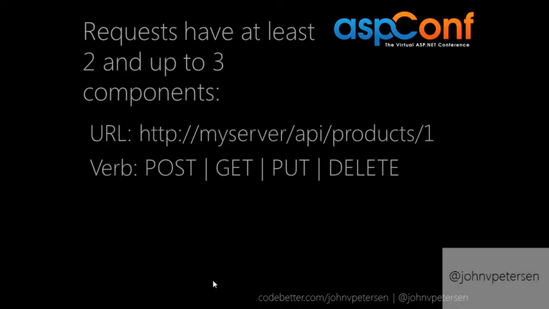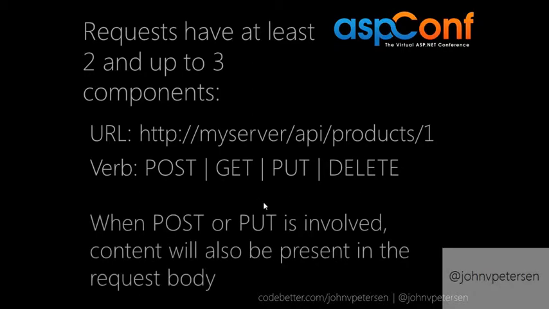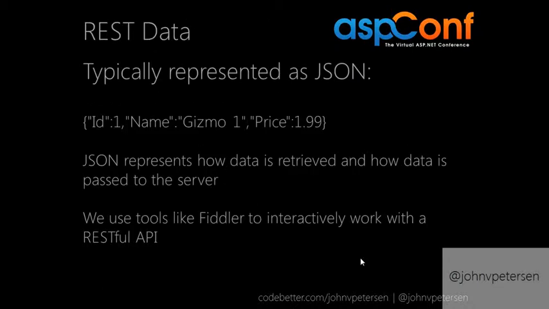So requests in working with the Web API have at least 2 and up to 3 components. You basically have your resource, your API, your URL, your endpoint. In this case, we have both our URL, and then we have a verb: post, get, put, and delete. Now, when a put or post is involved, then you'll also have content in the request body. So again, you'll have at least 2 things in a request and up to 3.